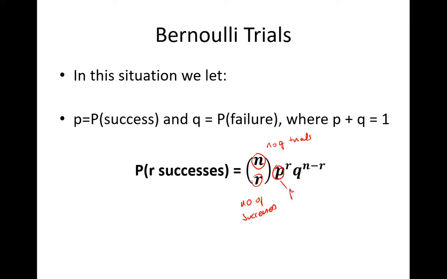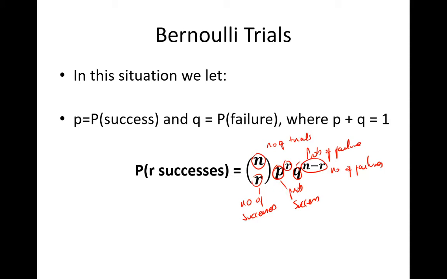P is the probability of success. R is again the number of successes, same as down here. Q is the probability of failure. Okay, and N minus R is the number of failures. So that's what N minus R stands for. So everything in here has a value.